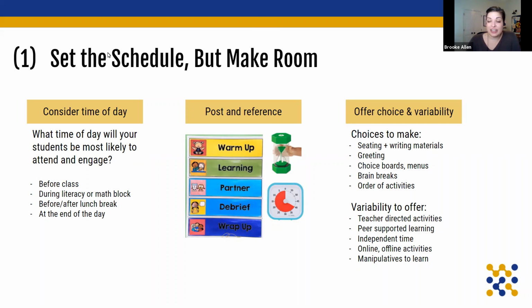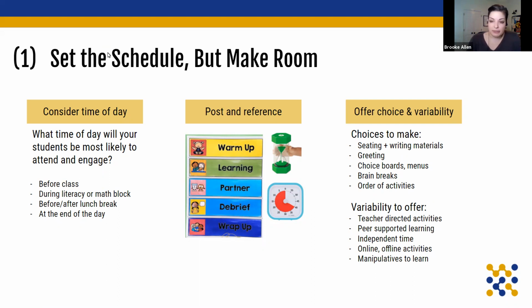Am I going to sit on a more flexible seating option, the wiggle cushion or the ball? And those sorts of choices not only support student learning, but support student autonomy. The greeting that we do, we could have choice boards or menus. We could do a brain break in our small group time, or even the order of activities sometimes can be swapped around if students want to do partner work before they do independent work or things like that. So that's an opportunity to give students choices.